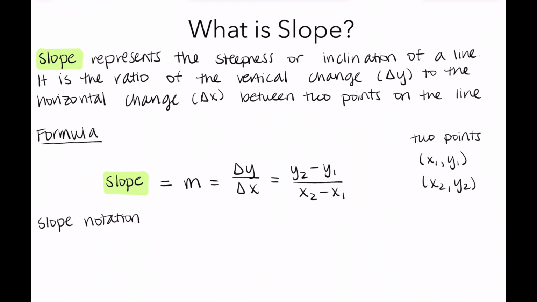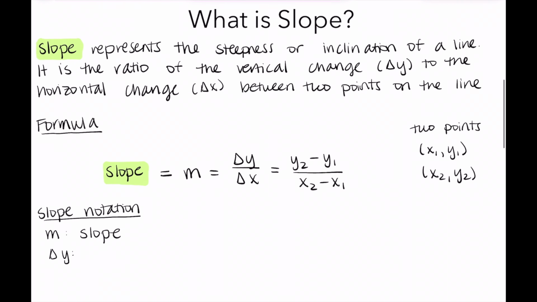So some important notation here. The way we represent slope is with the letter m. So slope represents m, and then it is the ratio of the change in y to the change in x. So the vertical change to the horizontal change. The way that we represent change is with that triangle. So change in y would be our vertical change, and change in x would be our horizontal change.